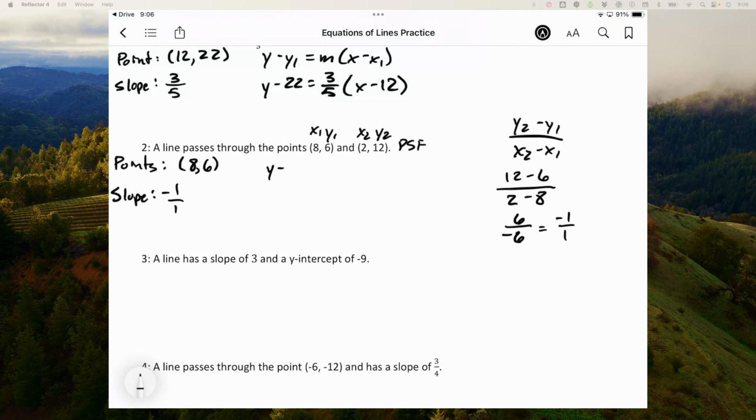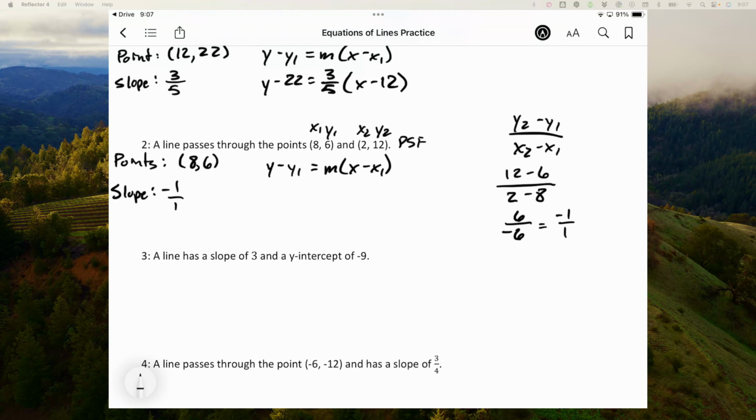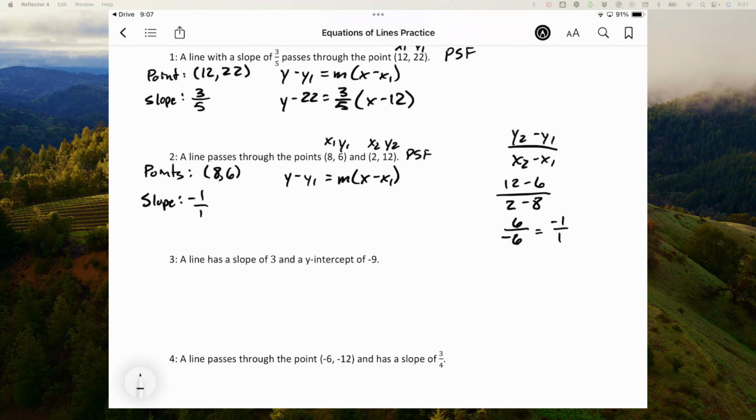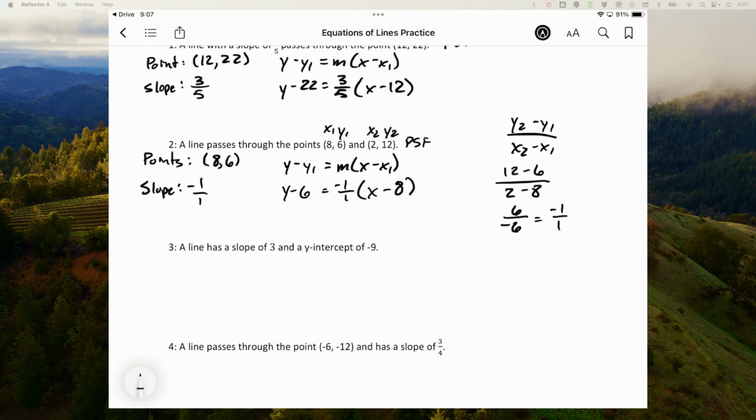So y minus y1 is equal to m times x minus x1. And so we get y minus 6. The slope is negative 1 over 1. X minus x1 is 8. And so again, that does not look like an answer, but that is the equation that represents this function written in point-slope form.